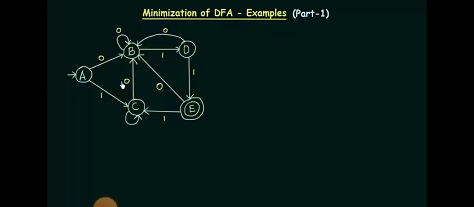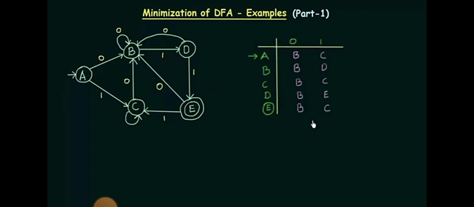Example of DFA, in which I have 5 states: A, B, C, D, and E. So, the task is to minimize the DFA, and I want to design another DFA which performs the same kind of task, but I want to use the minimum number of states possible. The first step is to draw the state transition table.